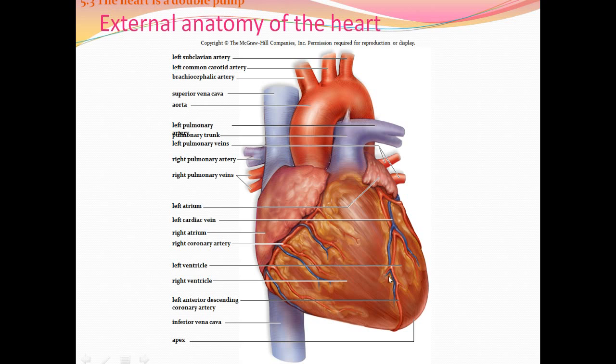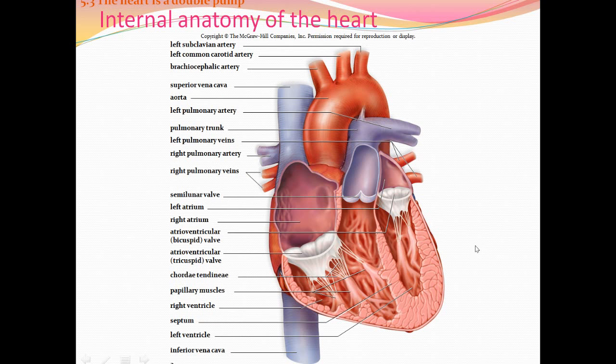All of these little blood vessels that you see on the front are responsible for feeding the heart muscle. These are the vessels that take care of the heart. If they get blocked, that can cause a heart attack. The red ones on here are the arteries, and the blue ones are the veins.